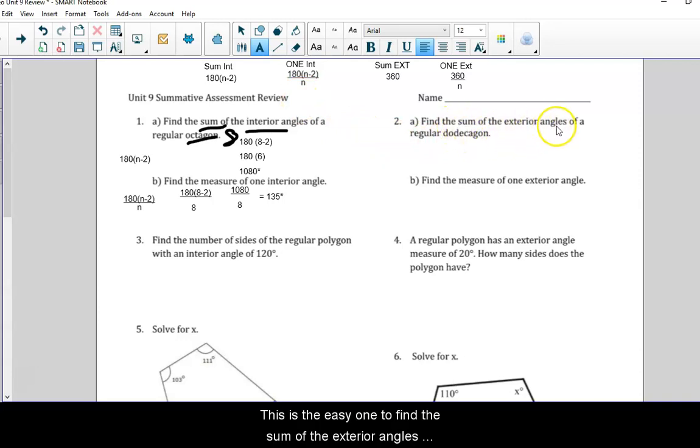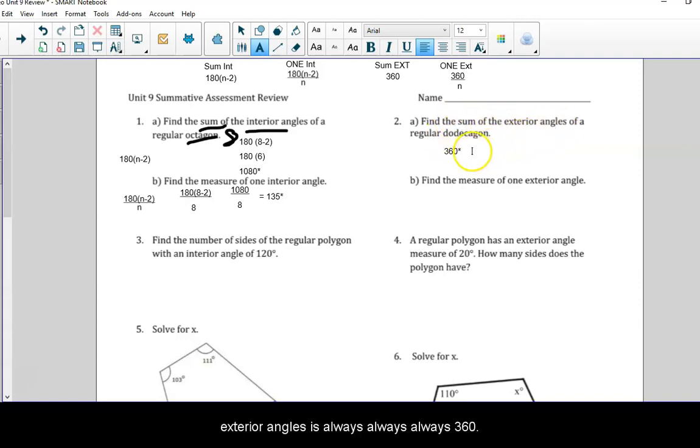This is the easy one. Find the sum of the exterior angles of a regular dodecagon. Anytime you see sum of the exterior, that's the one that's very friendly. That one's just automatically 360 degrees. Doesn't matter if that's a hexagon, decagon, 26-agon, a millionagon. The sum of the exterior angles is always, always, always 360.